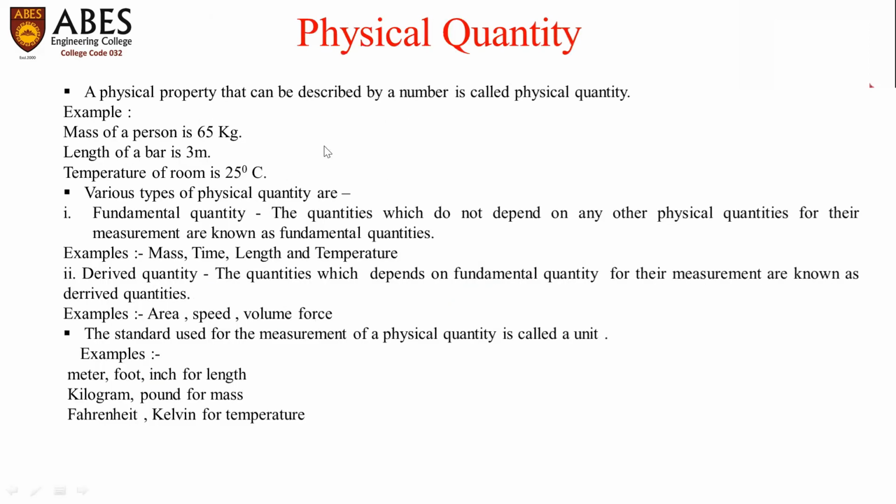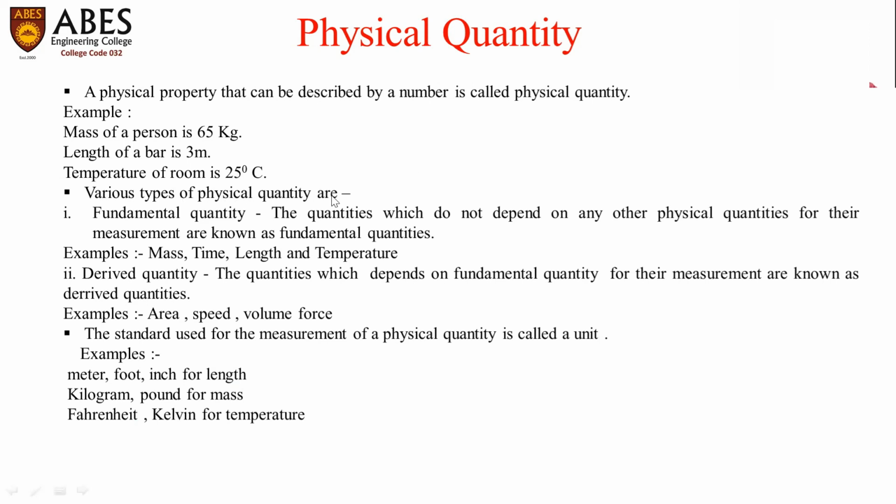Now next is physical quantity. A physical property that can be described by a number is called a physical quantity. For example, the mass of a person is measured in terms of its numerical value and the standard unit, which is kg, taken through the weighing machine, right? Then the length of a bar, 3 meters, is measured with the help of the inch tape. The temperature of a room measured by the temperature sensor is 25 degrees Celsius.